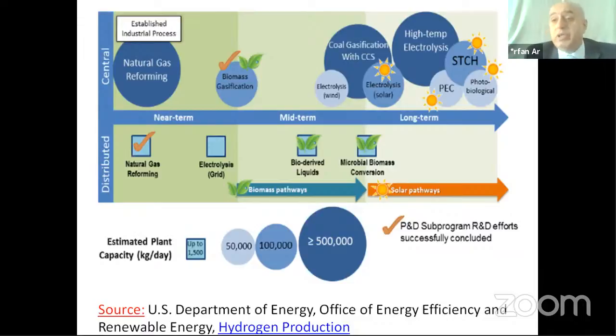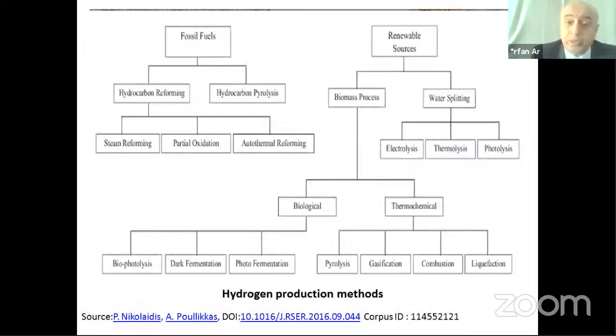after the development of biotechnology, we have the bio-derived liquids and microbial biomass conversion. These technologies all together try to meet the future hydrogen demand of humankind. Here you can see nearly all of the commercial and the developing technologies for hydrogen production.